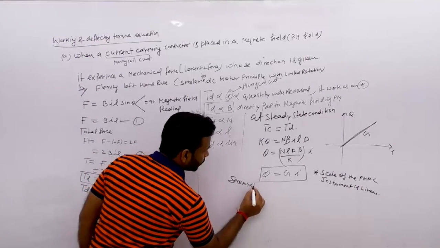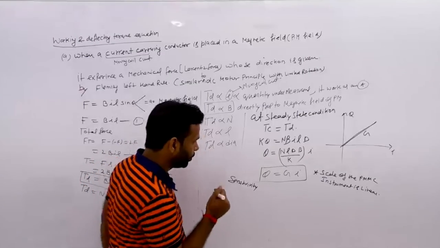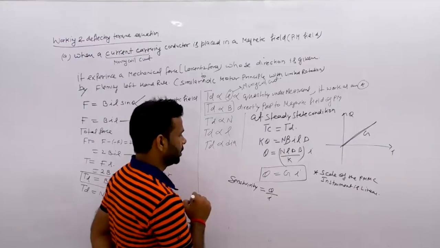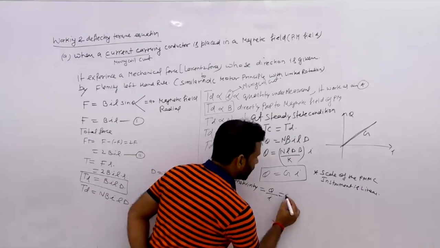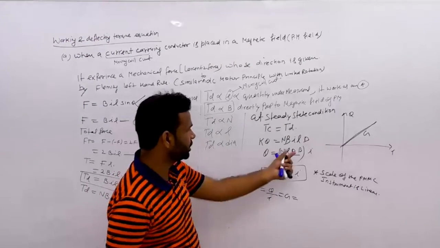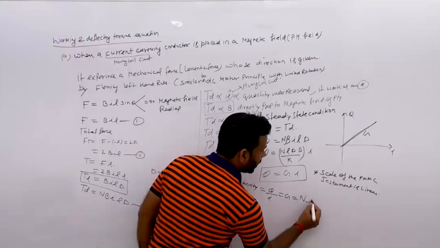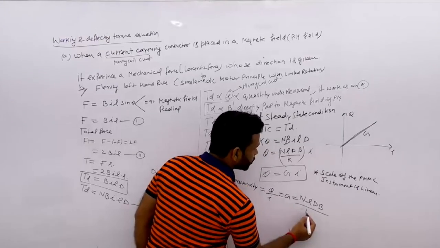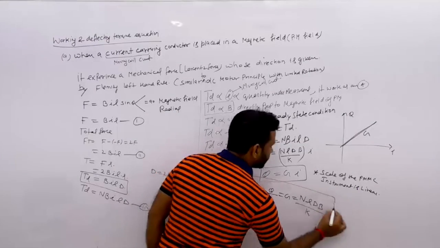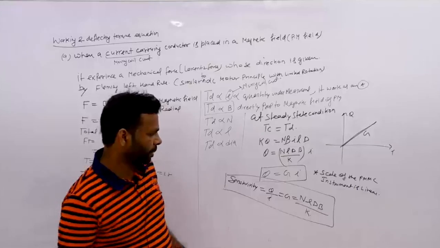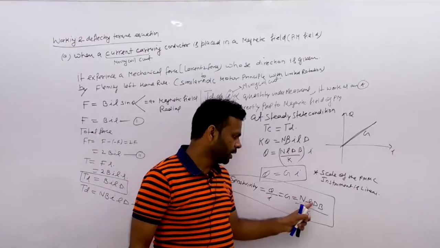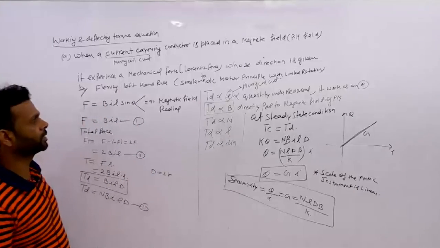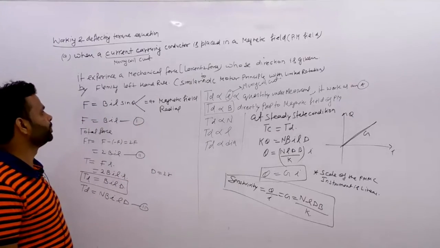Sensitivity of your instrument is output upon input. Output is theta and input is current, so your sensitivity is G. G is N L D B over the spring constant. So the sensitivity of the PMMC ammeter depends on the number of turns, length, diameter, magnetic field, and the spring constant. Hopefully everything up to here is clear to you now.